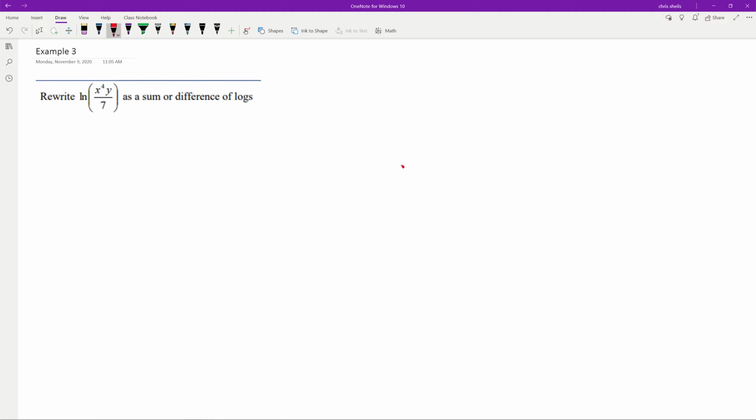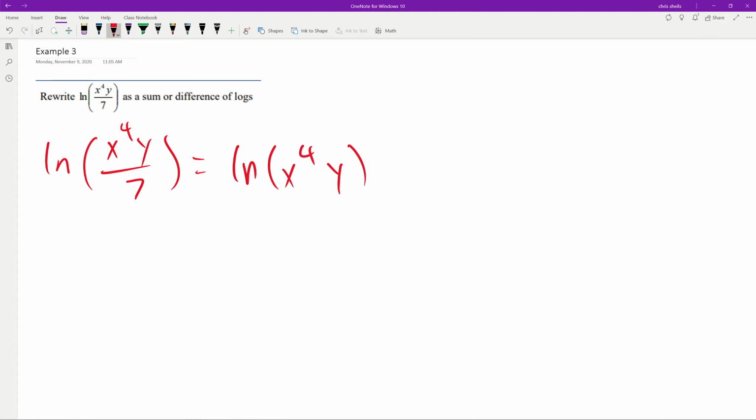Rewrite natural log of x to the 4th times y over 7 as a sum or difference of logs. Okay, so the first thing here that I might notice is that I have a quotient of two expressions. So let's break that up using the difference property. Let's say that natural log of x to the 4th y over 7, let's break up this division by turning this into a difference of two logarithms. It's going to be the natural log of the numerator minus the natural log of the denominator, right?